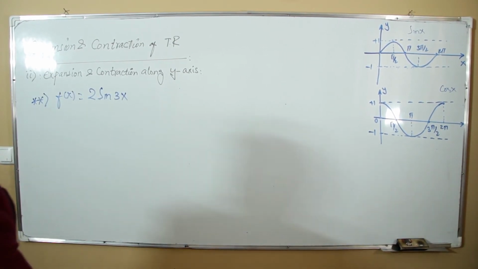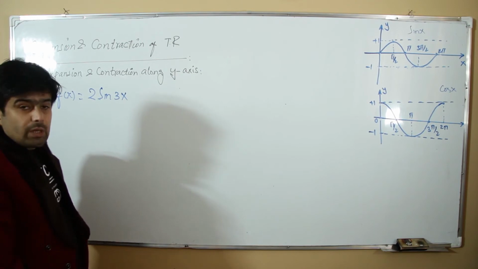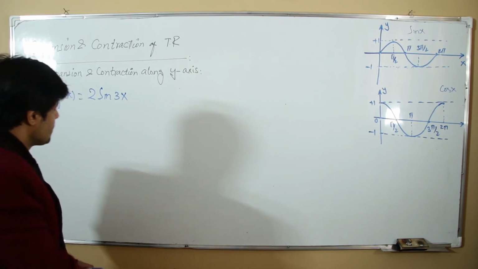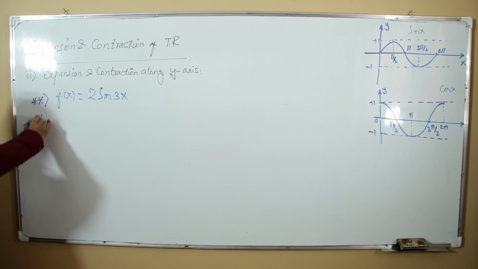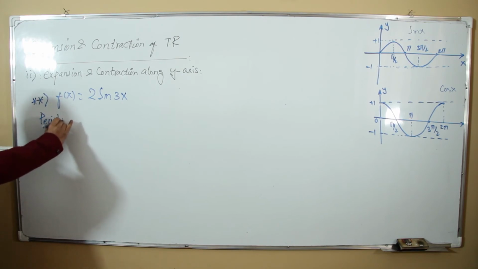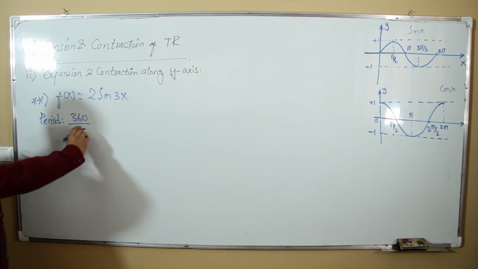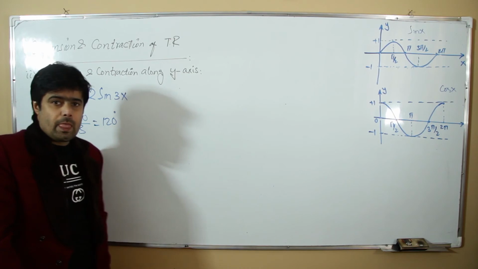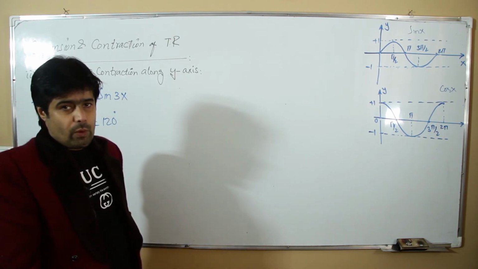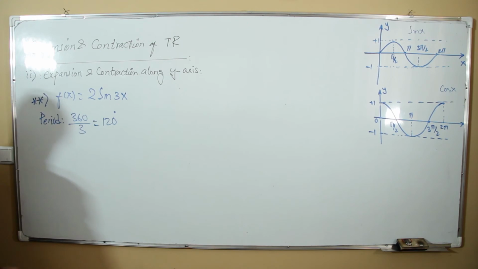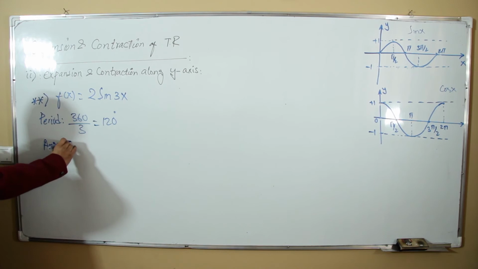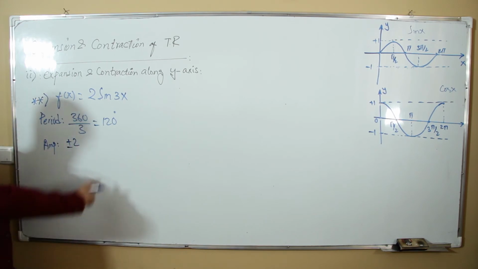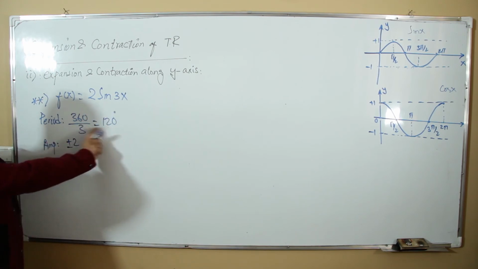If I ask you f(x) is equal to 2 sine 3x, can you draw this one? Yes, obviously. First you have to find the period. What is the period? 360 divided by 3. 360 by 3, it is 120. It means our graph should be drawn in 120 degrees. The next one, what is our amplitude? Amplitude is 2. It means between positive and negative 2, we have to draw the graph of sine in 120.